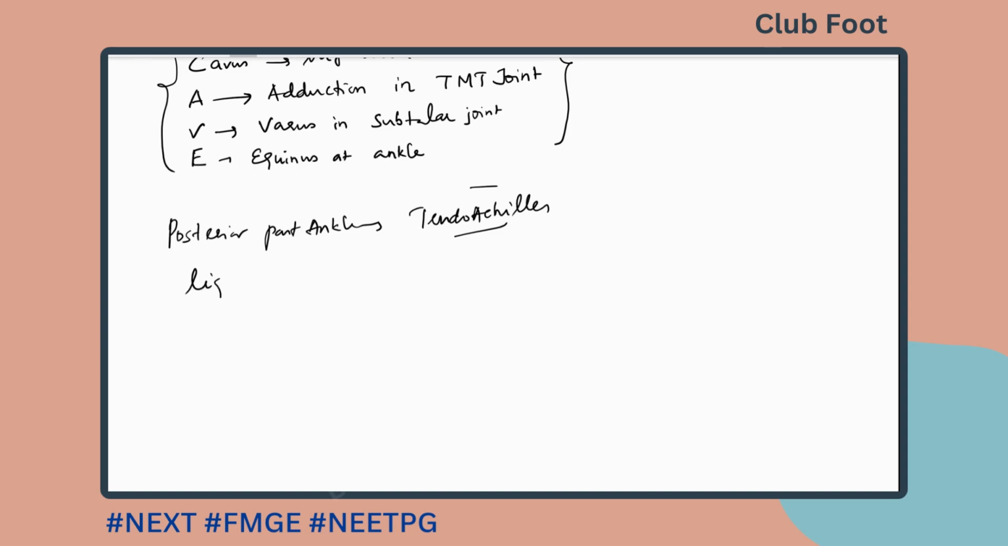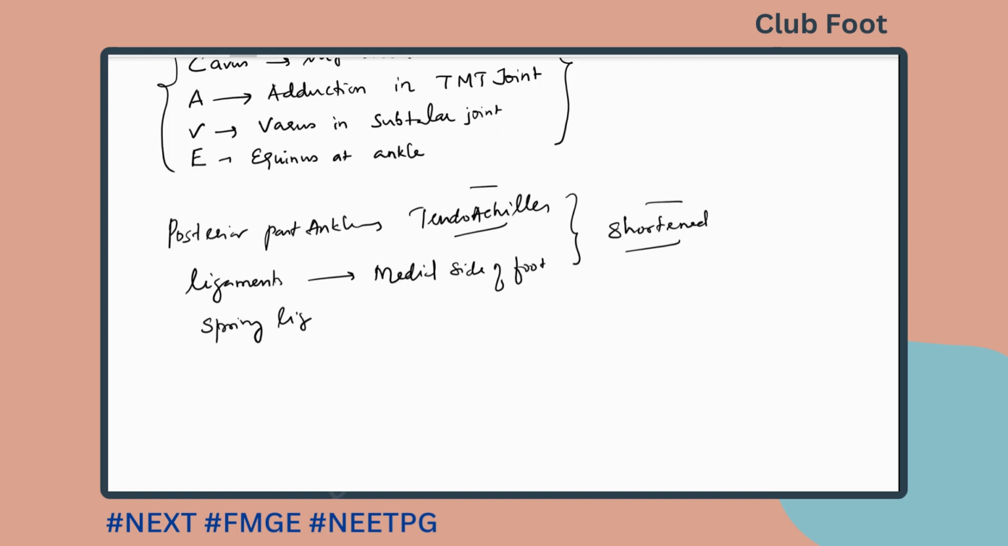And there are ligaments on the medial side of the foot. So these structures will get shortened. There is a ligament called the spring ligament on the medial side which gets shortened. Spring ligament, which is on the medial side, will get shortened.